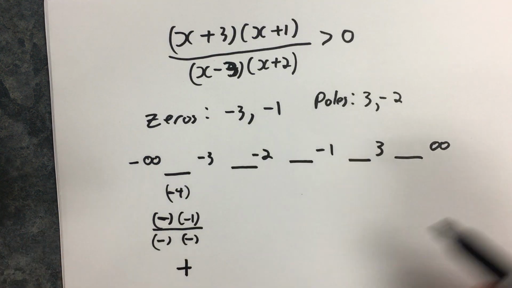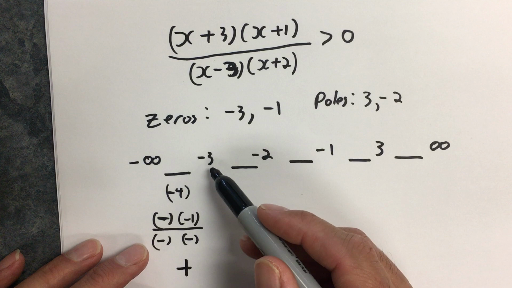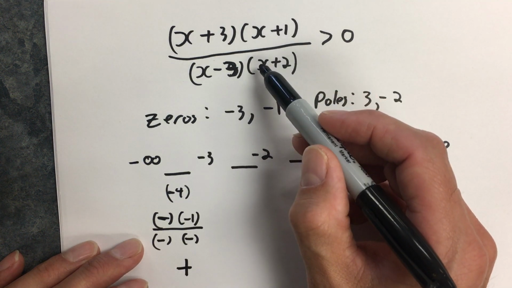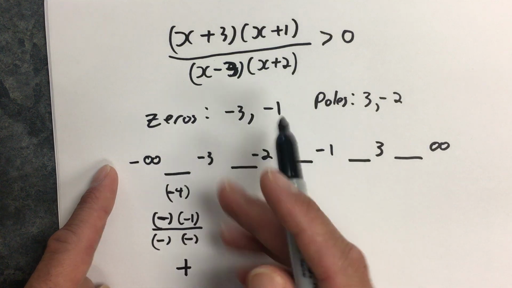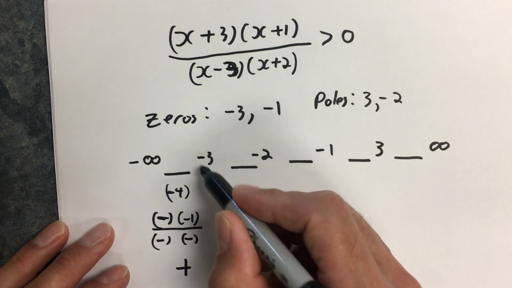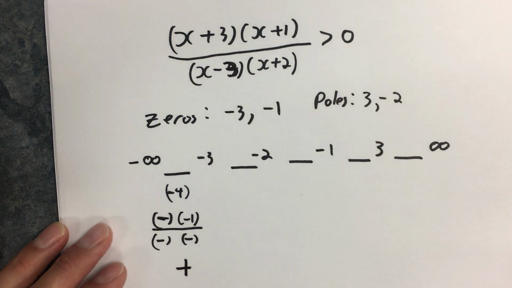I know that it can't make any change between negative infinity and negative 3, because if it could, I'd have to have either a 0 or a pole there. So from negative infinity all the way up, my first 0 or pole is at negative 3. It's where we have a 0.